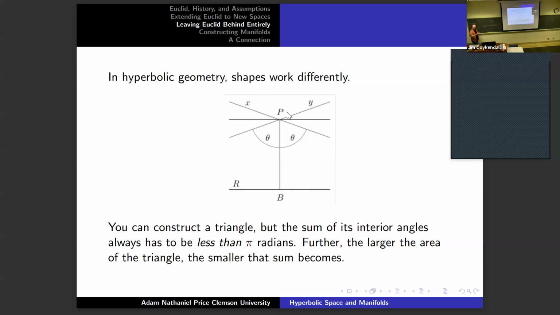And this is kind of the opposite of the way it was with a sphere. If you're on a sphere, the interior angles had to always sum to greater than pi. Here, the interior angles have to always sum to less than pi. And yes, this characterizes all potential spaces. It's either equal to pi, less than pi, or greater.